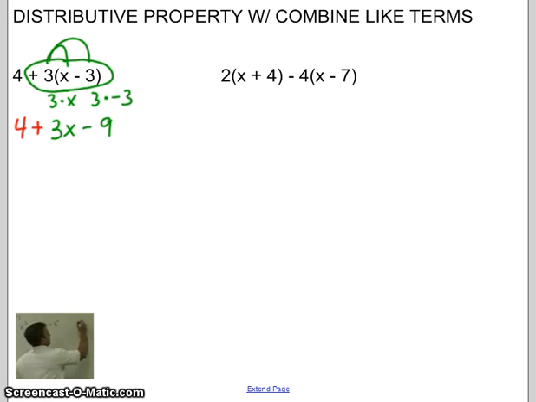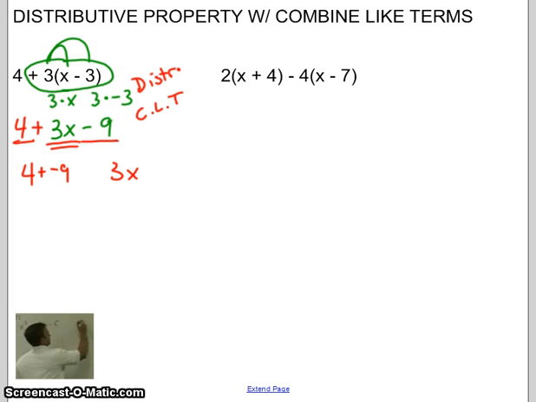So, what are my like terms? After I distribute, I'm going to combine like terms. Alright, what are my like terms? I have a 4. Do I have any other numbers in my problem? Yeah, I do. I have 4 and negative 9. So what I'm going to do is 4 plus negative 9. Now there are no variables to that, so we're just going to simplify that. And then I have this positive 3x over here by itself. No other like terms with the x value.